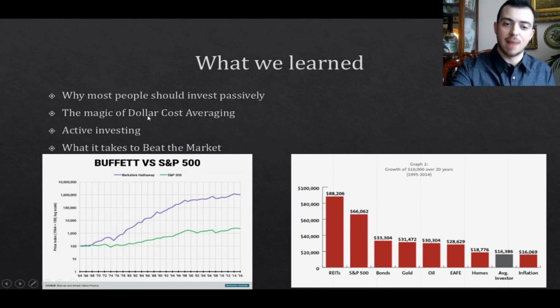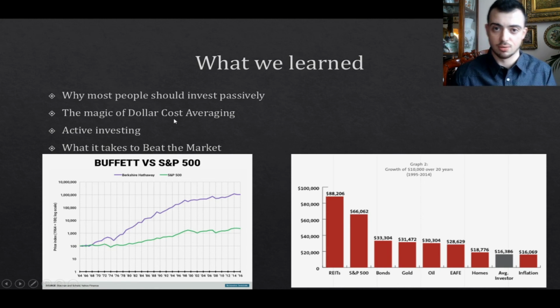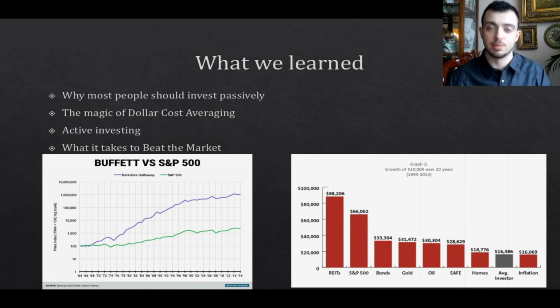We also learned the magic of dollar cost averaging. Remember, that is when you buy systematically, and that smooths out all your crashes and stuff. And even if it crashes, you're buying more no matter what. It goes up, you're buying more. Over the long term, you will be able to retire very nicely just by doing that.